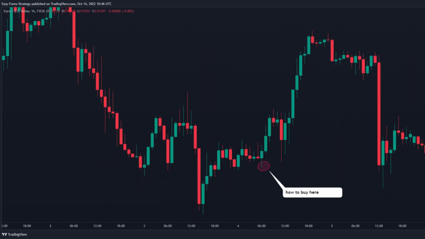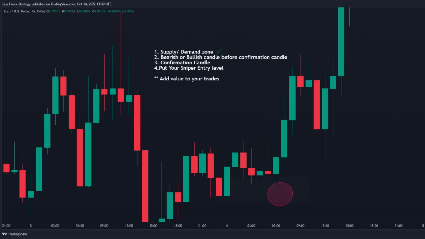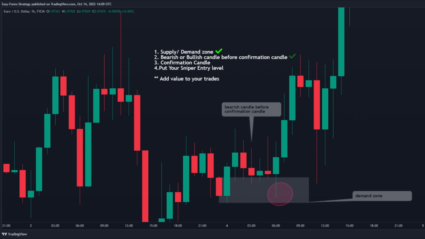The same trading plan that we have been using throughout the whole video, we will continue to use it even from here. And guys, we have to follow the trading plan to the T. As always, we will start by drawing our demand zone on the chart. The second step is to find a bearish candle before we can see a bullish confirmation candle.